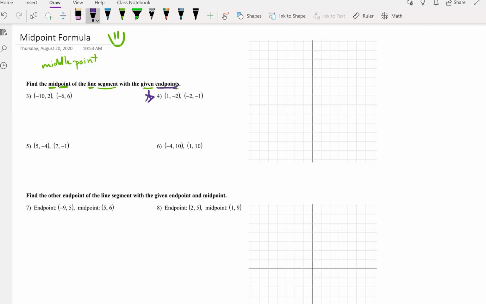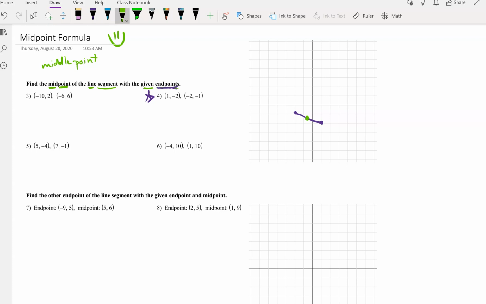So let's start here. The point 1, -2. So 1, -2 is right here. And the point -2, -1. So -2, -1 is right here. And we want to find the midpoint between those two endpoints. Okay. Sometimes on a graph, we can tell exactly where that midpoint is going to be. In fact, I'm just going to put kind of a green dot right there where I think the middle of that point is going to be.